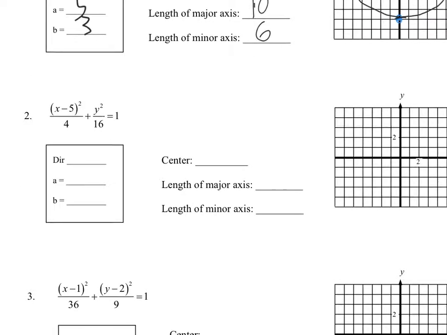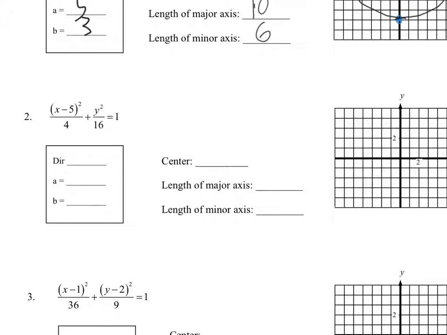All right, so with number 2, okay, let's just use the information that we have. First of all, notice where the bigger number is in the denominator. So this is your a squared, okay? The a squared is always the bigger number, and then the b squared is the smaller number. So if the bigger number is underneath the y, that's telling us that this is going to be a vertical ellipse, where a is 4 and b is 2.